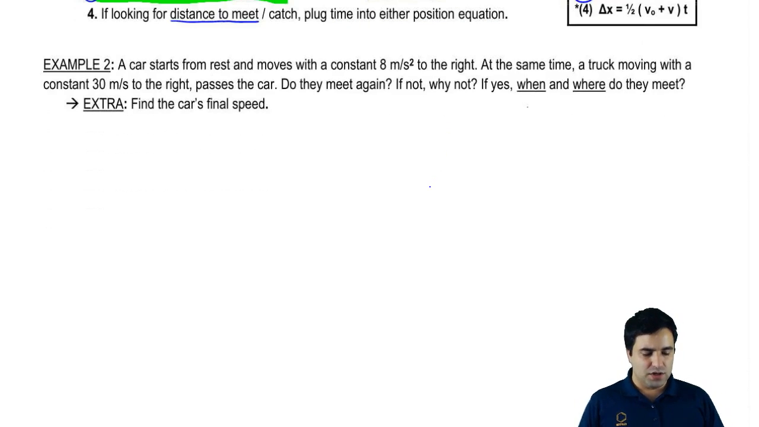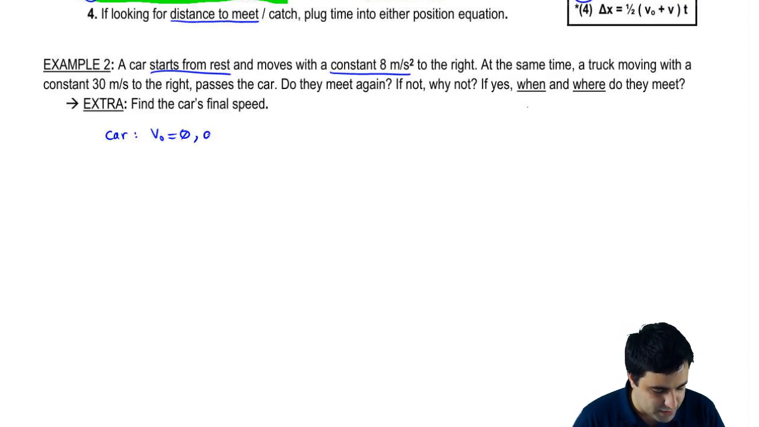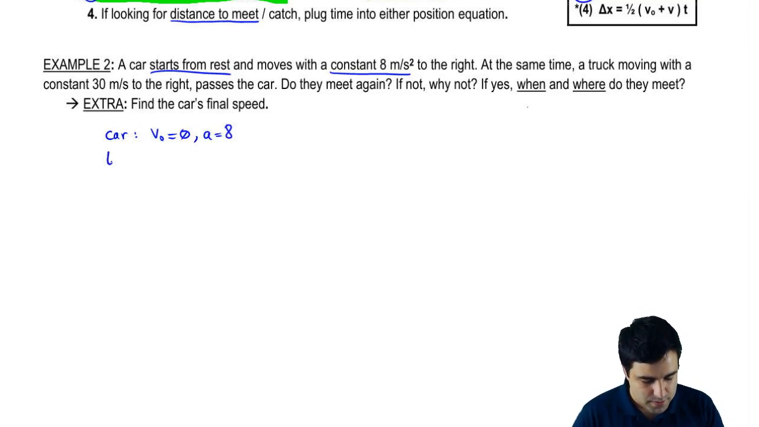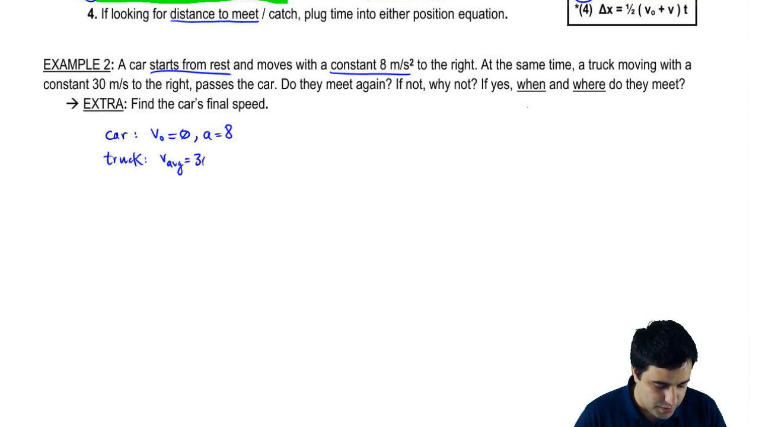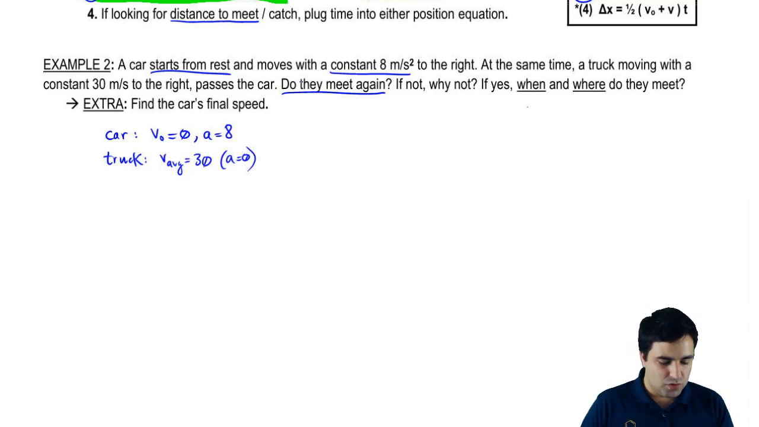Alright, so a car starts from rest. So the car has an initial velocity of 0 and moves with a constant 8 meters per second squared to the right. So the acceleration of the car is 8. At the same time, a truck moving with a constant 30, so V constant equals 30, which means the acceleration is 0, passes the car. Are they going to meet again? Yes, no. If not, why not?